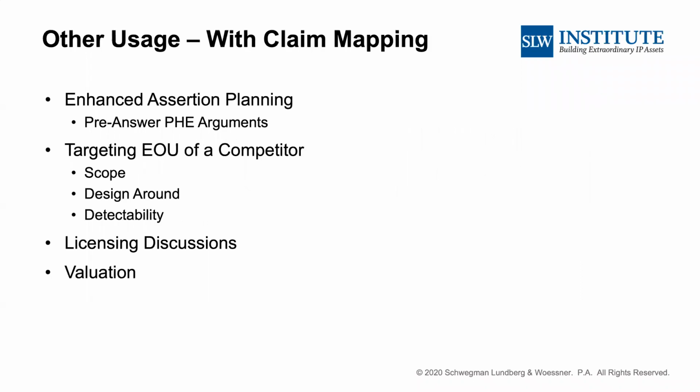Coming down here, I mentioned we have claim mapping. If you are a licensing company or a licensing function in a company, this tool with our claim mapping tool is, I think, the best way I've seen to plan your licensing discussion. You pre-answer anything that you have as an encumbrance. You make sure you've got an open set of applications that you can continue to target. It shows you how best to get into the position of targeting the evidence of use of a competitor. It gives you scope understanding, how someone might design around it, and you can get the detectability.